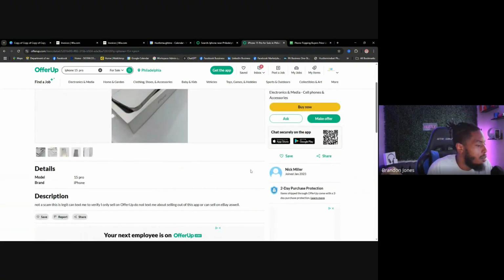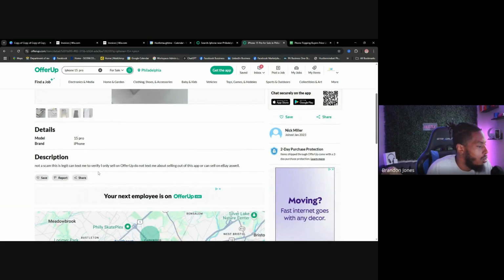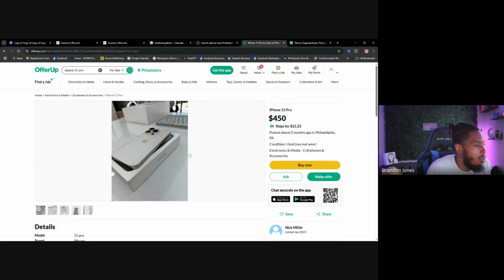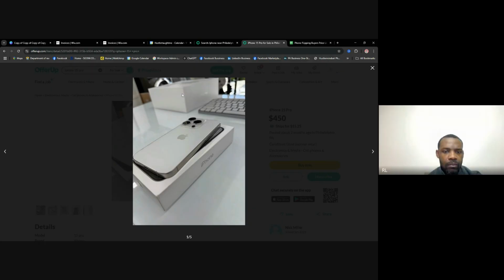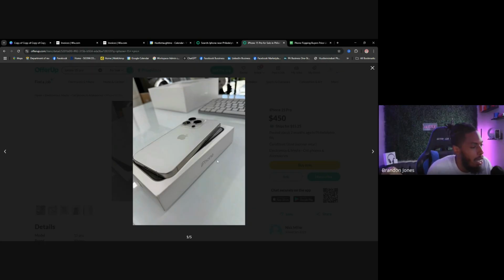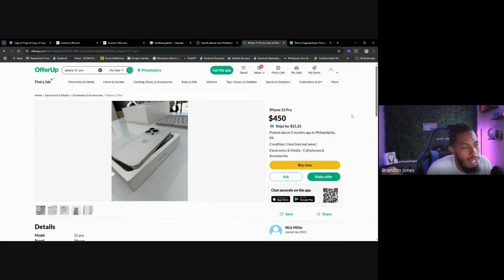Why is this 15 Pro 450? I'm gonna tell you why. Because whoever this is, if you look at the picture, it looks like they're at an Apple store or at a T-Mobile or something, because there's an Apple little keyboard here. It looks like a display or something right here. But they're probably a wholesale seller, which is a person that gets phones on an everyday basis. They have buyers already. They list phones on OfferUp just to see if they can get $20 higher or $10 higher than what their buyer's offering. Now, 450 sounds really, really good.